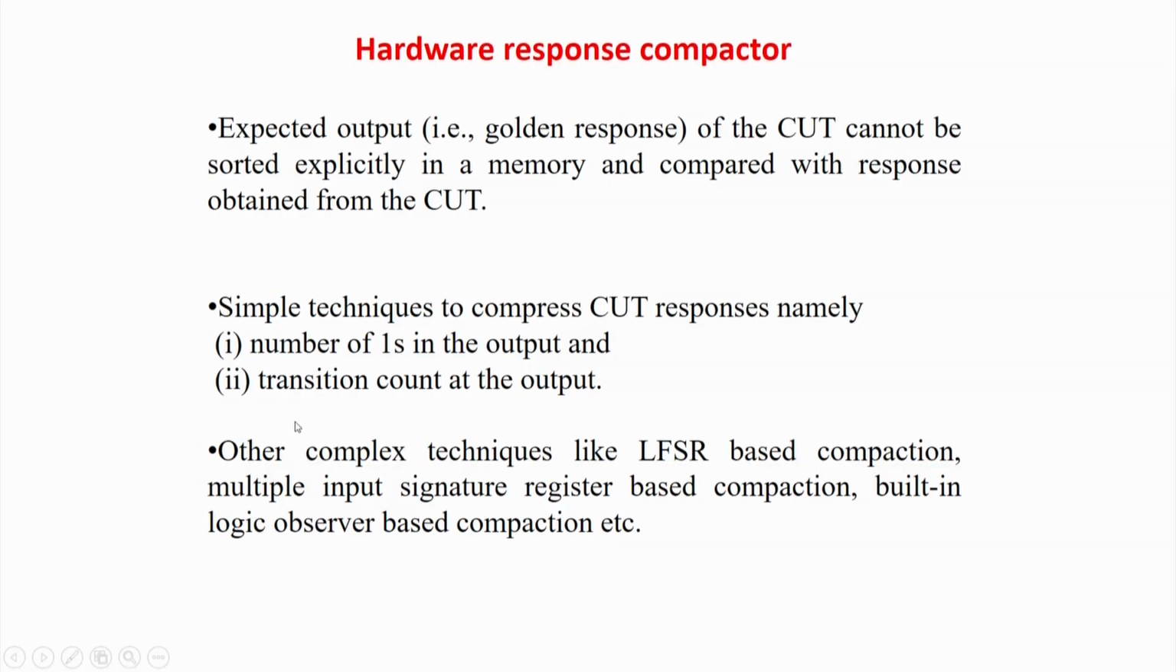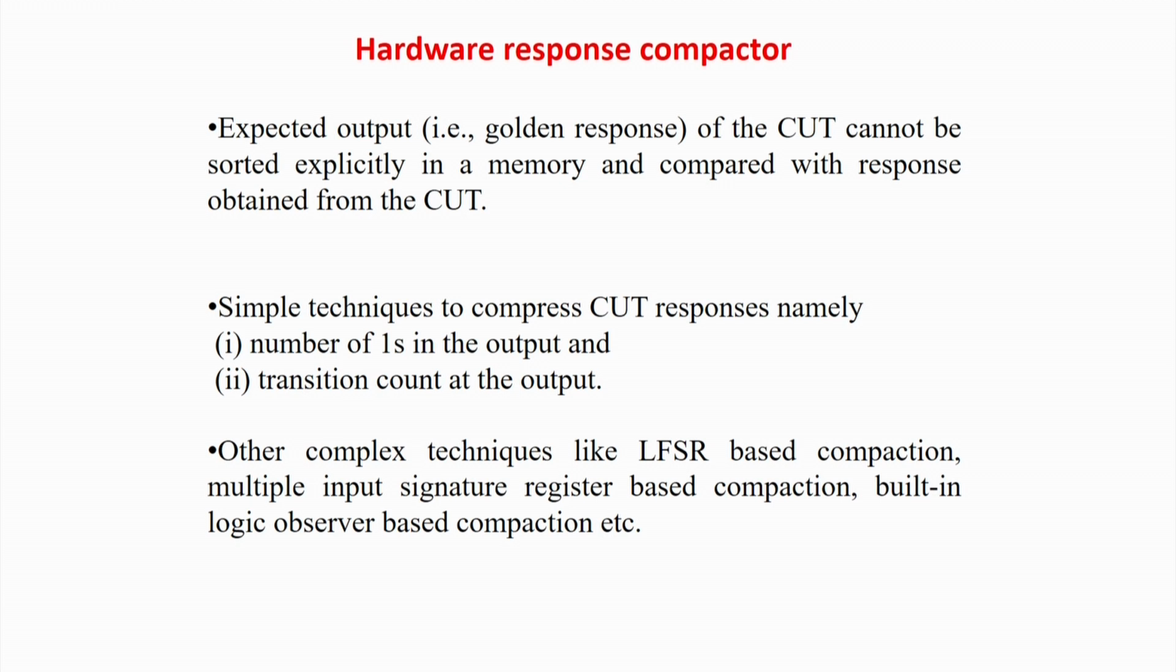Now before we complete, quickly we will look at the output size, because the output also you cannot take in full and put in the memory. The expected output golden response of the CUT cannot be stored explicitly. So there are a lot of ways to compact. This is not compression, it is compaction. It is lossy compaction, so sometimes there will be aliasing.